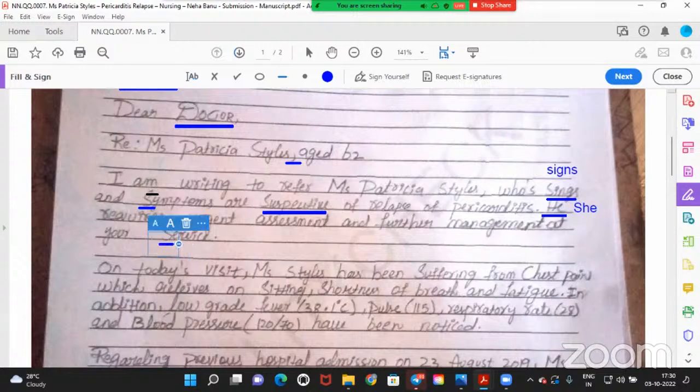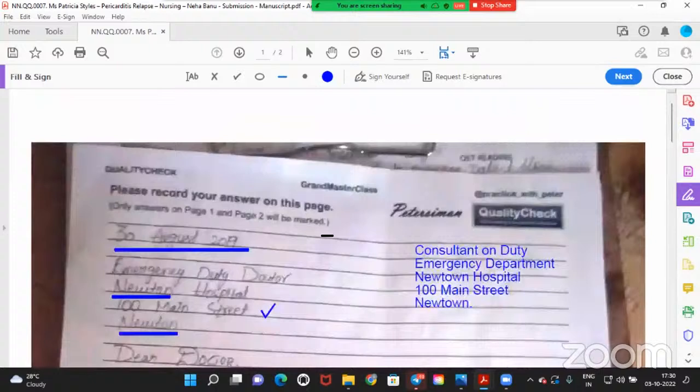Why? So I am writing to refer. Why do you want to say I am writing? This is not important. The sentence is correct. But why are you writing in the active voice?